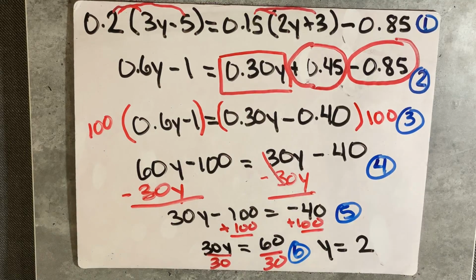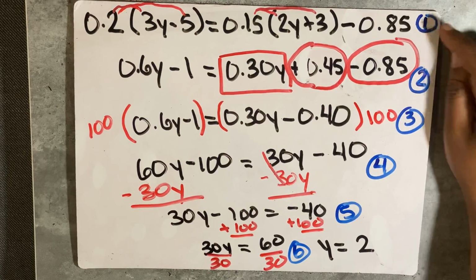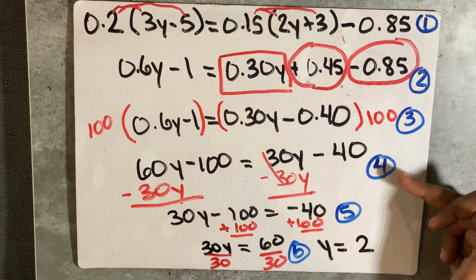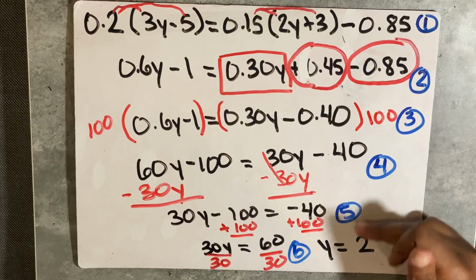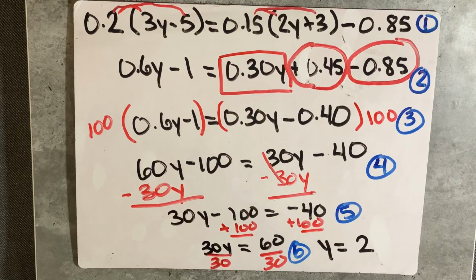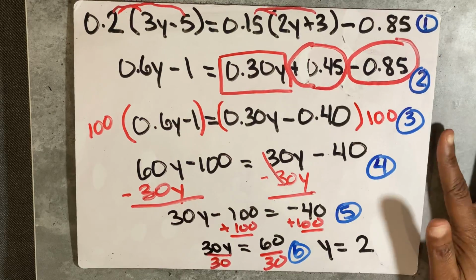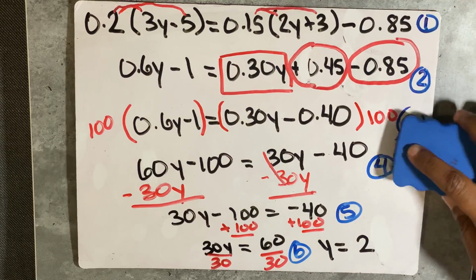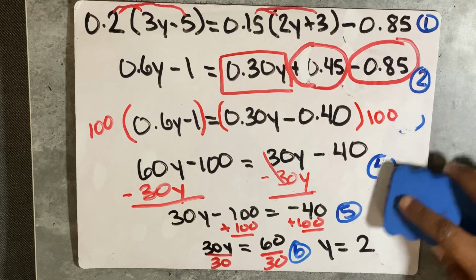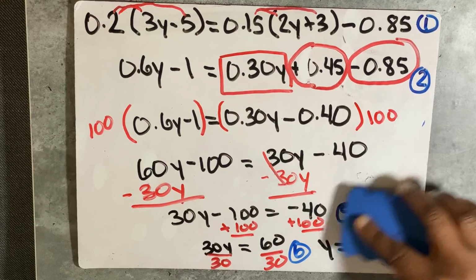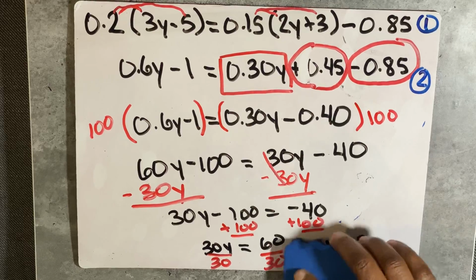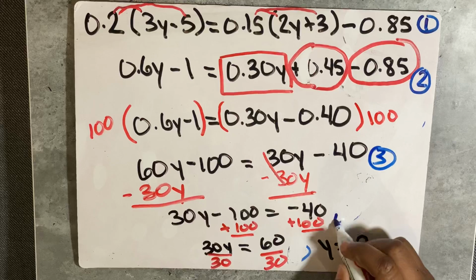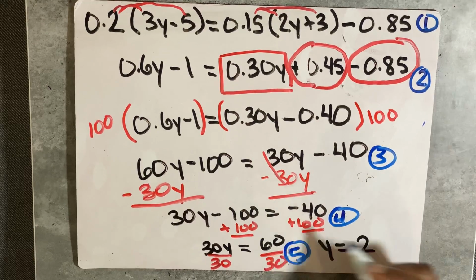Now, if you're looking at the notes, then this was 1, 2, 3, 4, 5. So based on the notes, I'll leave this here. This is just what we did. Based on our notes, this would not have been a step. This was only a step because we had a decimal. This would be 3, this would be 4, and this would be 5.